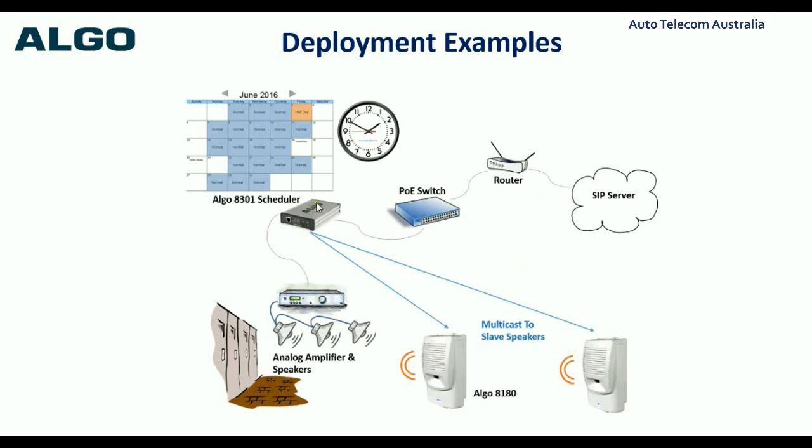The first thing the 8301 will do is that you can set it up as a SIP registration. It'll interface through to your existing analog amplifier. At the same time, it will also start managing your SIP paging speakers, e.g. the 8180s or 8186s, etc. So you can start setting up your multicast groups and paging through to the new part of your building, which has fiber all through the floors, etc.